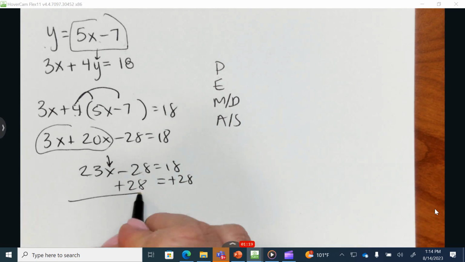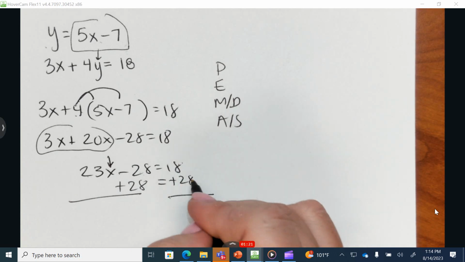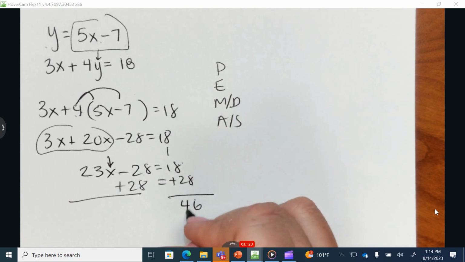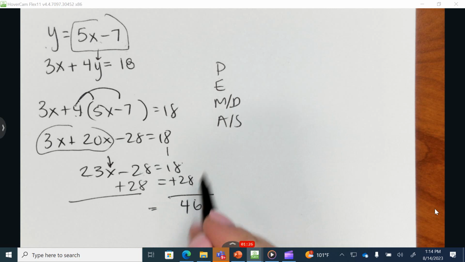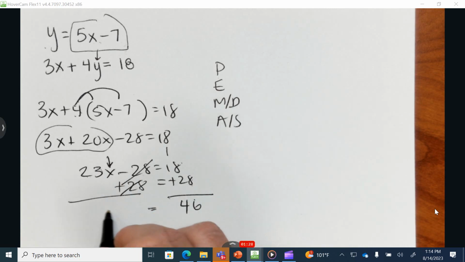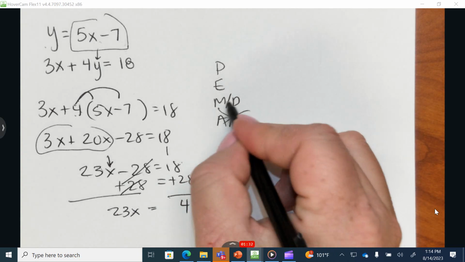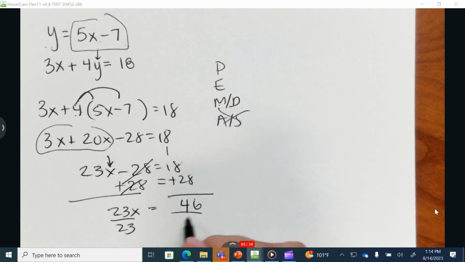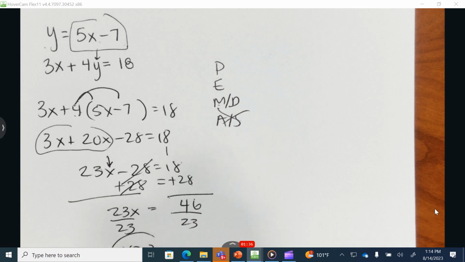So I'm going to move 28 to the opposite side. 18 plus 28 is 46, and I end up with 46 on the right-hand side. Now on the left-hand side, I'm left with 23x. The opposite of multiplying is dividing, and I have an answer of 2.